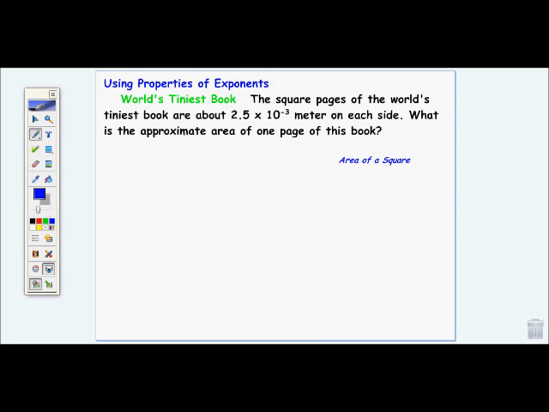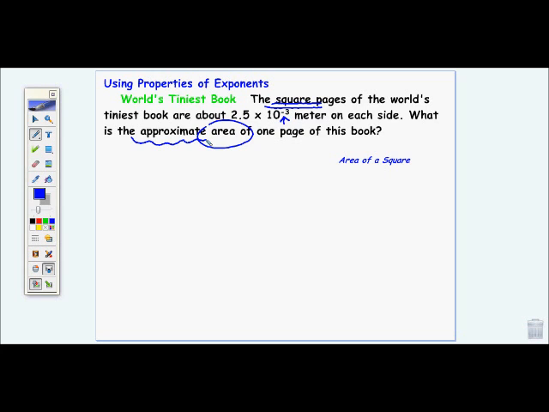So our final example is using it in a word problem. Our word problem is about the world's tiniest book. As you can see, we're going to have a negative exponent because this is tiny, tiny, tiny. The square pages, and this is important, they're square pages. The square pages of the world's tiniest book are about 2.5 times 10 to the negative 3 meter on each side. So we're going to figure out the approximate area of one of the pages of this book. Don't let this scare you. We're going to use approximate because we don't have an exact measurement there, right?